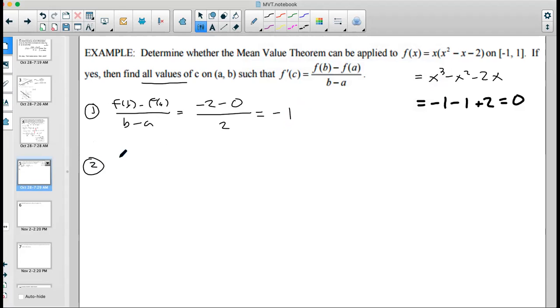So I get 3x squared minus 2x minus 2. And then I set that thing equal to -1. That might be the third step right there already. But maybe the second step is to take the derivative and set it equal. But let's just say that. Then we solve this thing. So I get 3x squared minus 2x minus 2 equals -1.